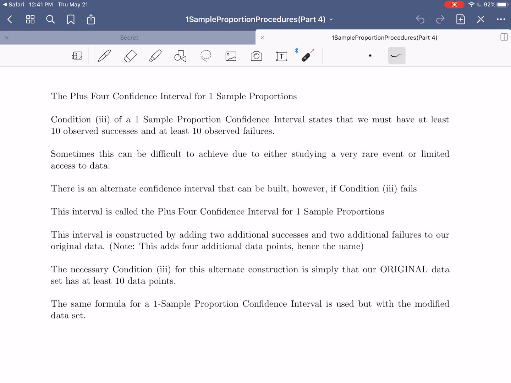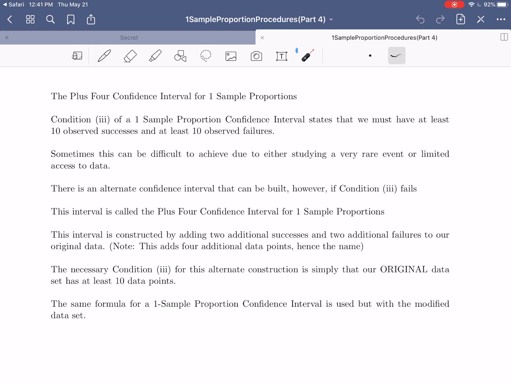In today's video, we're going to talk about a very special alternate version of a confidence interval for 1-sample proportions. Now, this is a special procedure that basically allows us to get around condition 3, that one about having at least 10 successes and at least 10 failures, if it is not met by our data set. So we'll talk a little bit about this and then take a look at one example of building one of these. This is what is called the +4 confidence interval for 1-sample proportions.